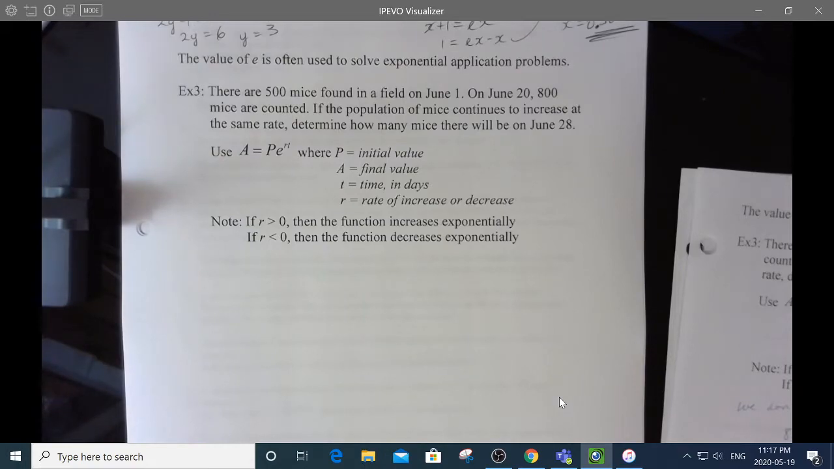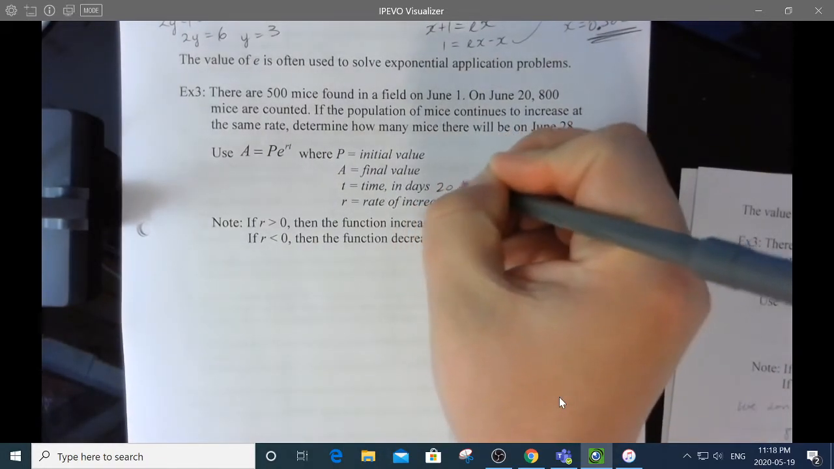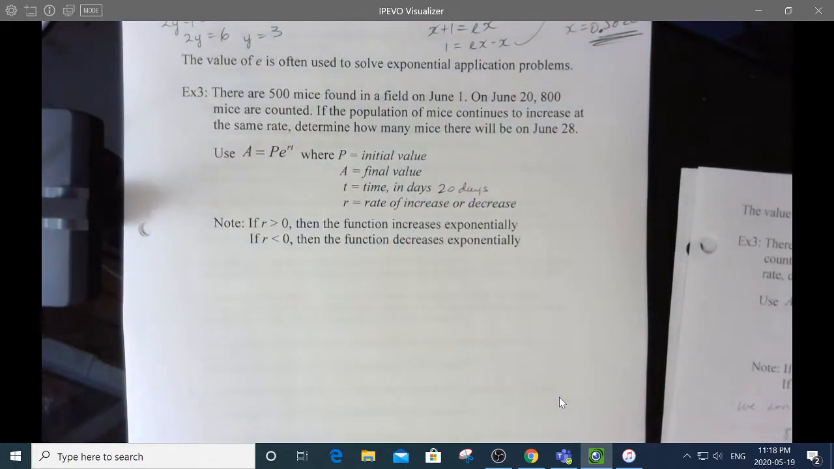Use the formula A is equal to P times e to the RT, where P is the initial value, A is the final value, T is the time in days, and of course we were already told that that's going to be 20 days, and R is the rate of increase or decrease. So notice that if R is greater than 0, then the function increases exponentially. If R was negative, then the function decreases exponentially. That would be like a decay problem.